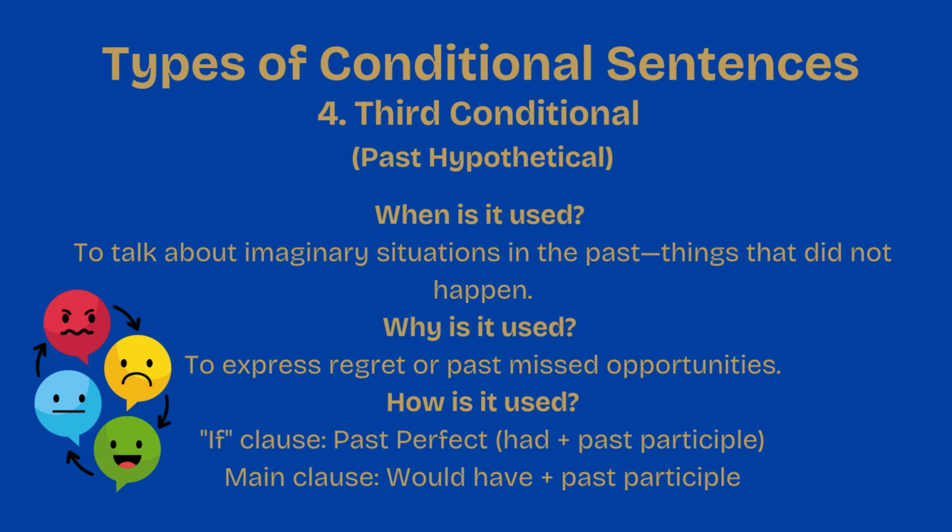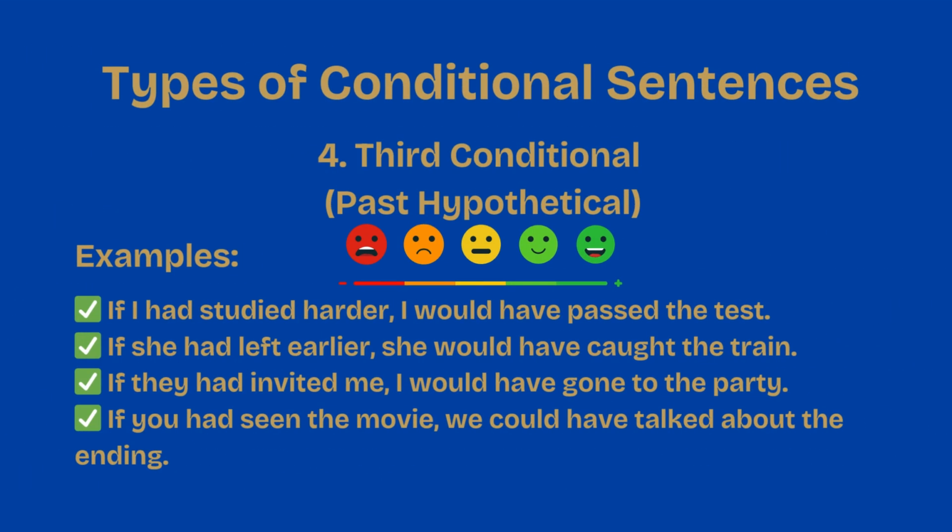How is it used? If clause, past perfect, had plus past participle. Main clause, would have plus past participle. Examples: If I had studied harder, I would have passed the test. If she had left earlier, she would have caught the train.